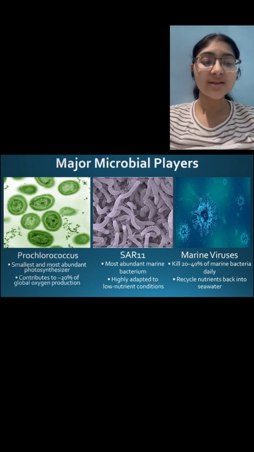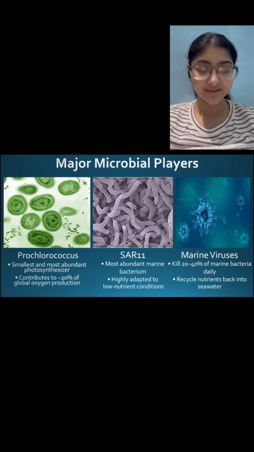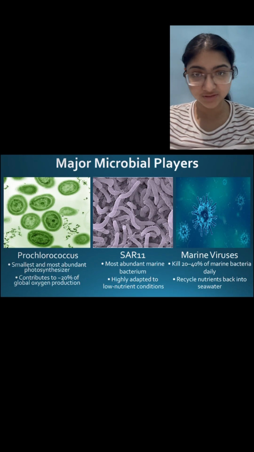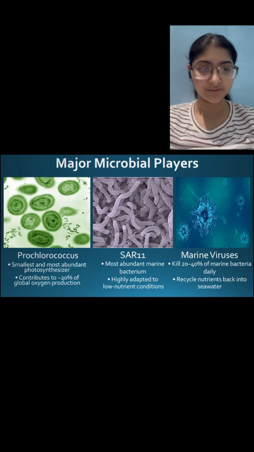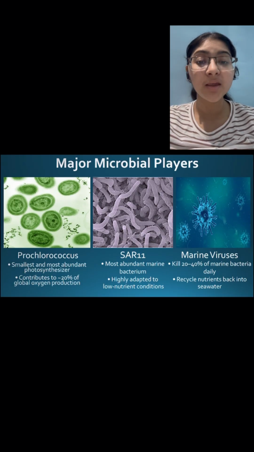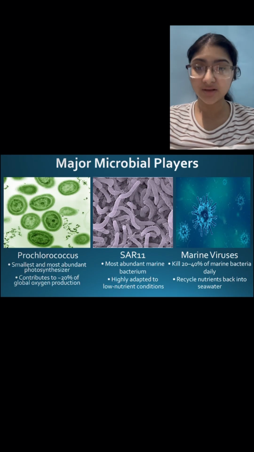Prochlorococcus, the smallest and most abundant photosynthesizer, is present on the upper layer of the ocean. It contributes around 20% of the global oxygen production of the complete ocean. Next we have SAR11. It is the most abundant marine bacterium. It is highly adaptive to low nutrient conditions. And third we have marine viruses, which kill almost 20 to 40% of the marine bacteria daily. It recycles the nutrients back to the seawater.